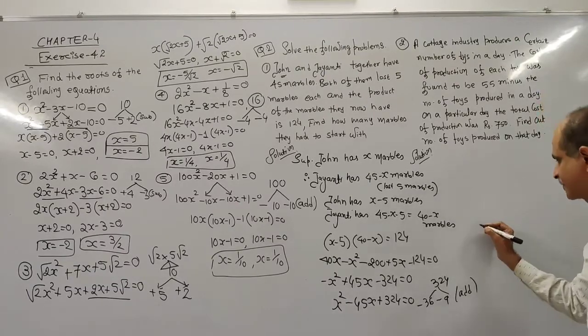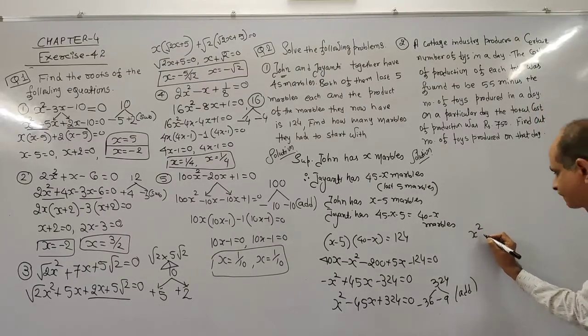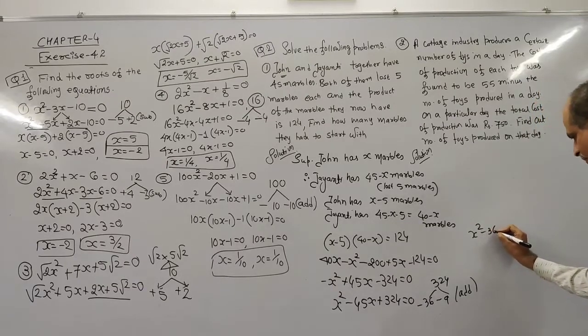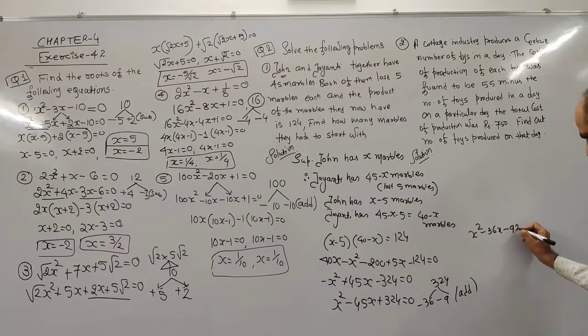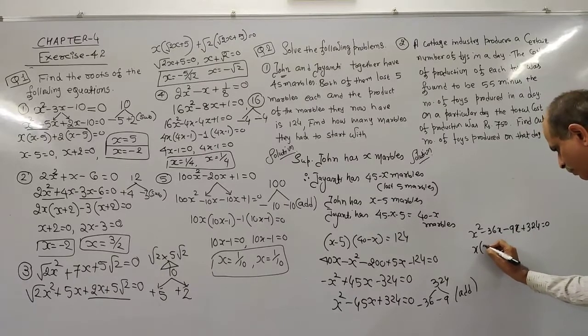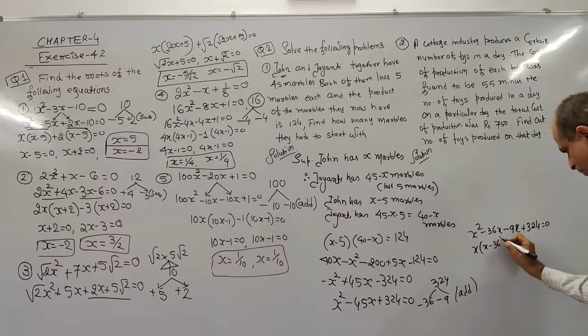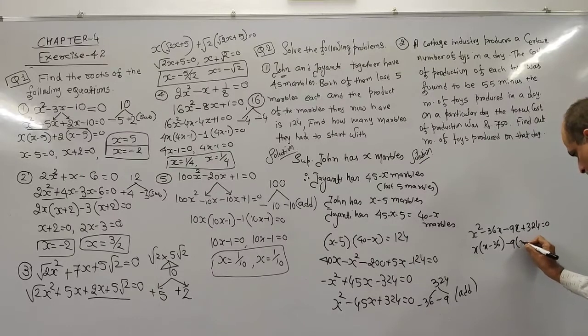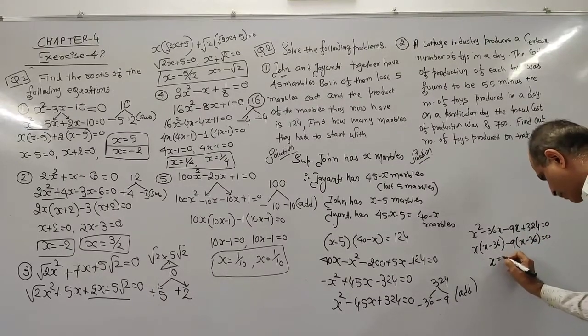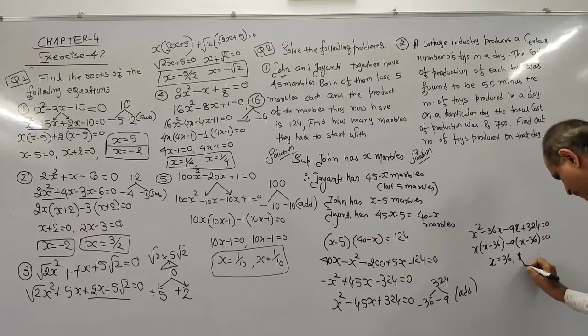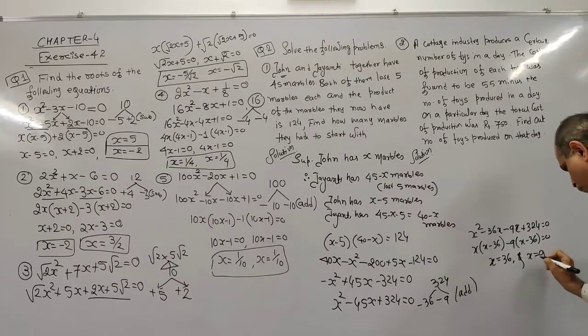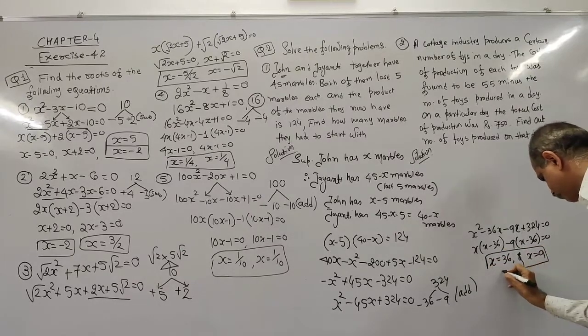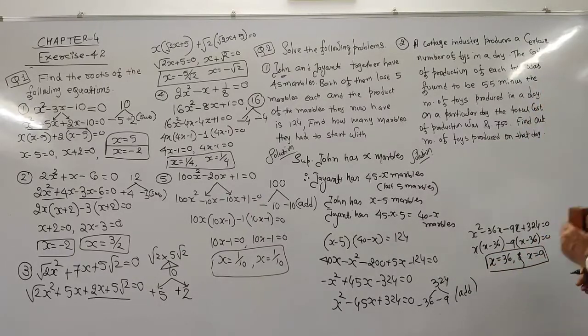So the answer is x square minus 36x minus 9x plus 324 is equal to 0. Taking x common, you get x minus 36, and taking minus 9 common, you get x minus 36 is equal to 0. Therefore, x is equal to 36 and x is equal to 9. So both values are applicable here.